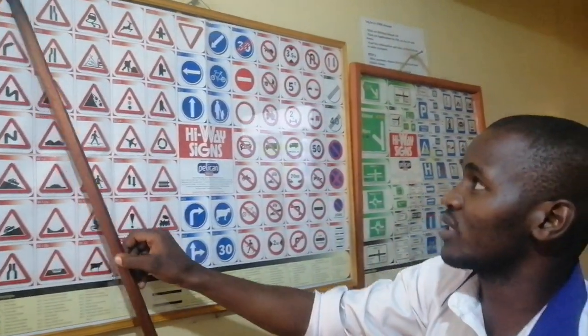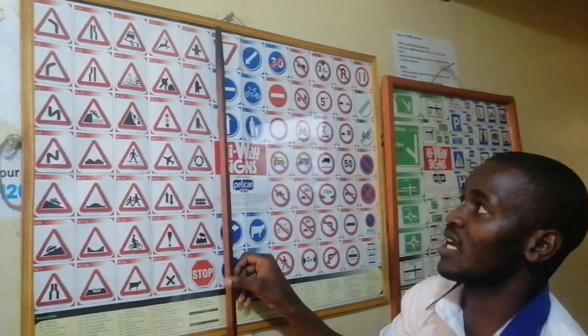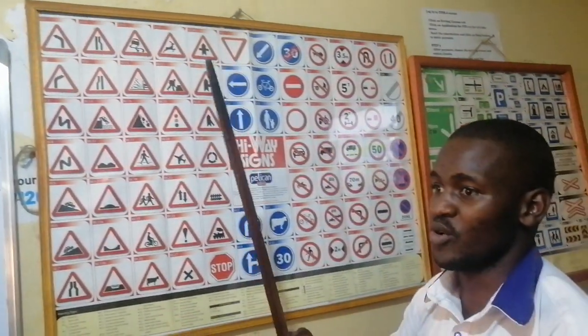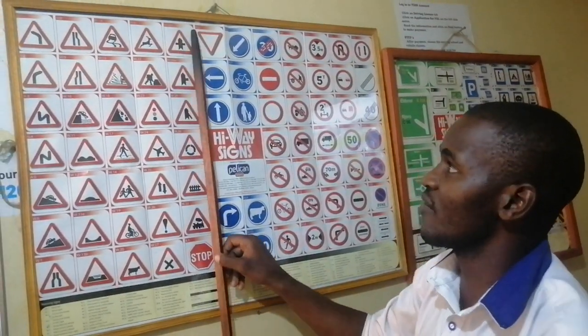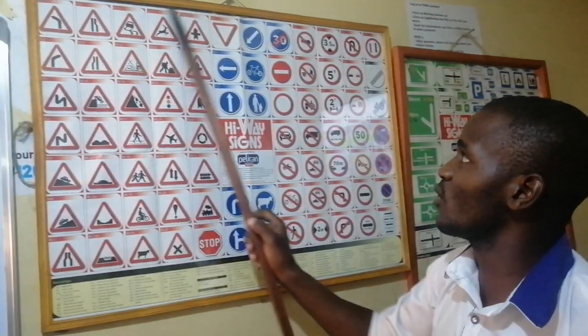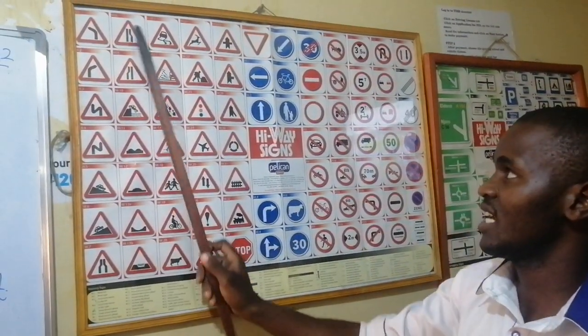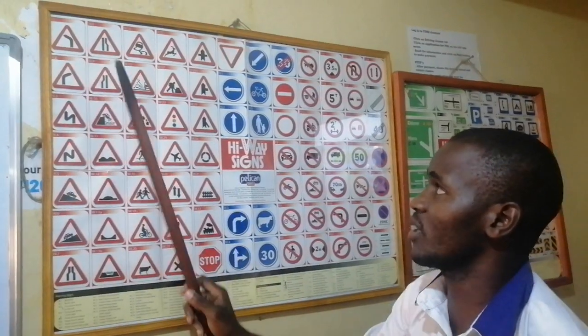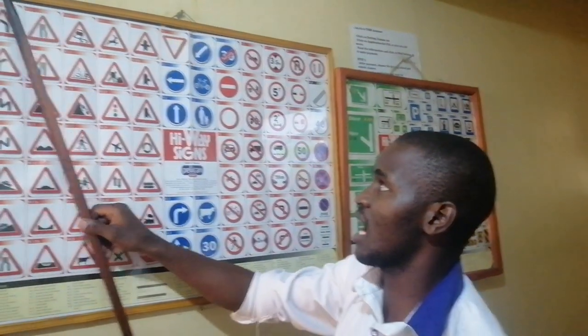Let us talk about class B signs of highway. They are known as warning signs. These are signs which warn the driver or update the driver on what is ahead of him or her. So we have a keyword here, ahead. The figures here are in triangular shape with the apex facing upwards.